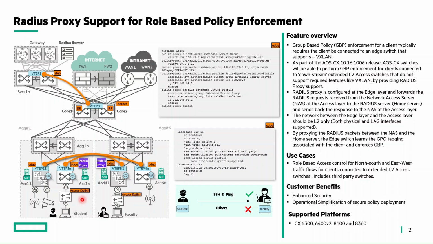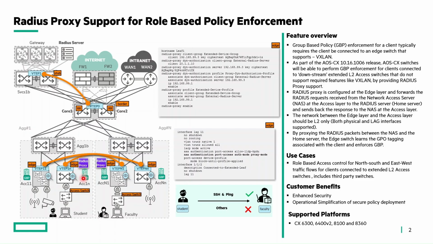Many networks employ L2 access switches connected downstream from these edge switches, and these L2 access switches often lack advanced capabilities like VXLAN and GBP. So with the AOS-CX 10.16 release, the CX switches now enforce GBP for clients on these extended L2 access switches by acting as a radius proxy. The edge switches will act as a radius proxy for those L2 access switches to support group-based policy enforcement.